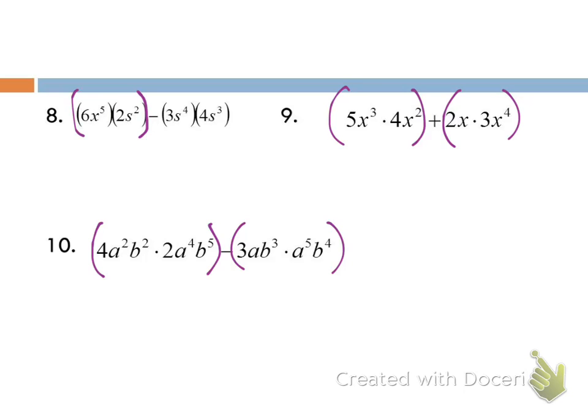Tariana, when I take 6 times 2, what do I get? 12. Now the next part, I would have x to the 5th times s squared. Do those have the same base? No. So should I be adding their exponents? Absolutely not. So we just keep them the same. If they do not have the same base, you do not add their exponents together. Only if they have the same base. Drop down that minus sign in the middle.